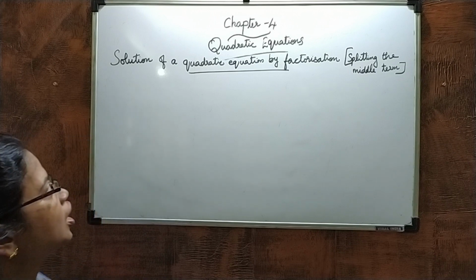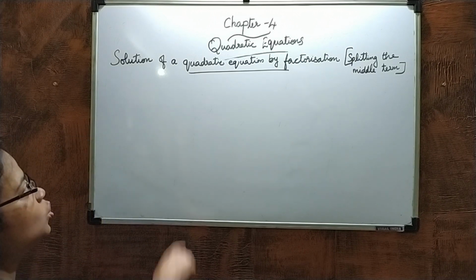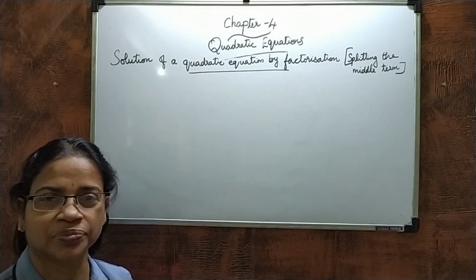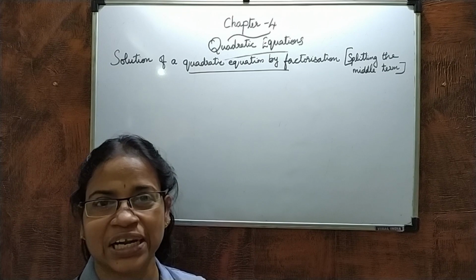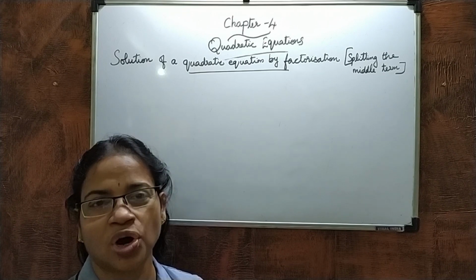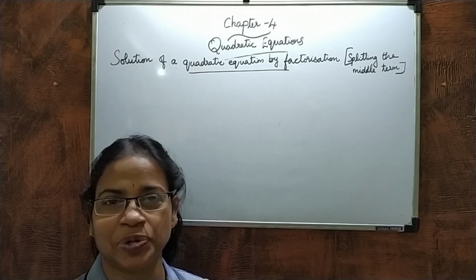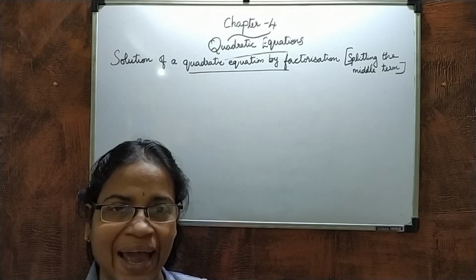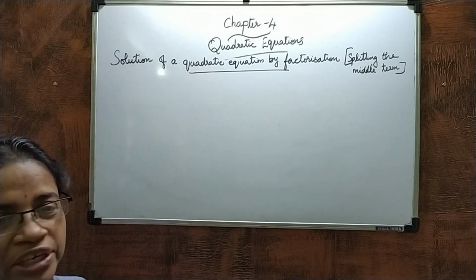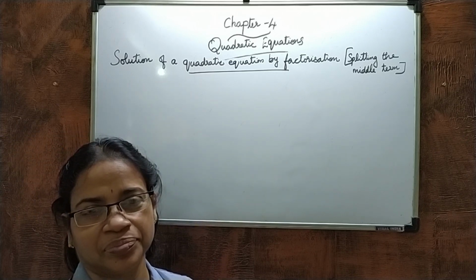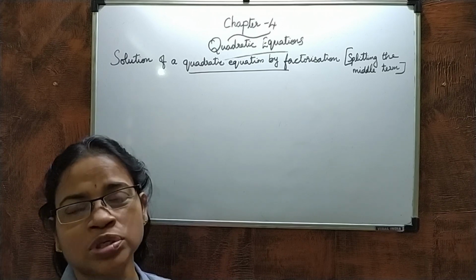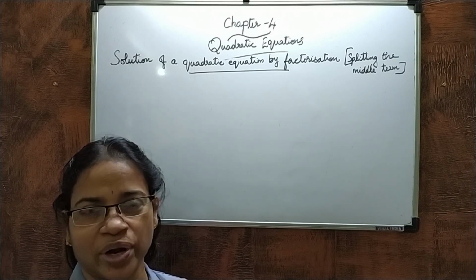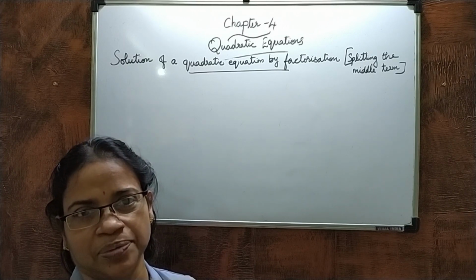We are going to learn how to find the solution of a quadratic equation. Solution means what? You have already studied in the second lesson: find the zeros of a quadratic polynomial by splitting the middle term. Zeros of a quadratic polynomial and the solution of a quadratic equation are both the same. Solution or roots of a quadratic equation mean the zeros of a quadratic polynomial. That we have to learn.